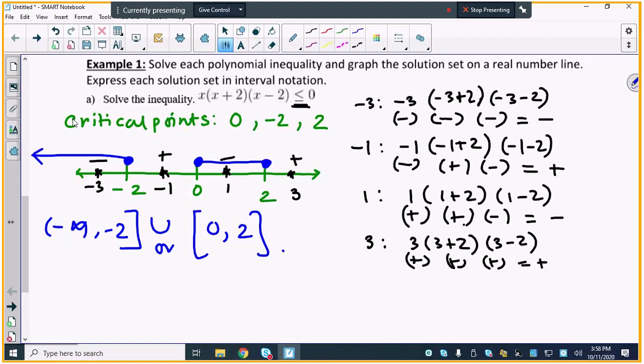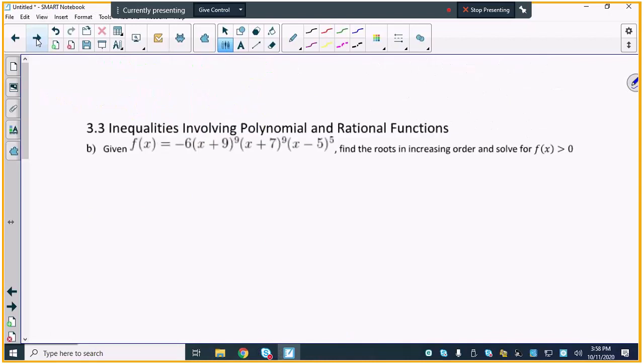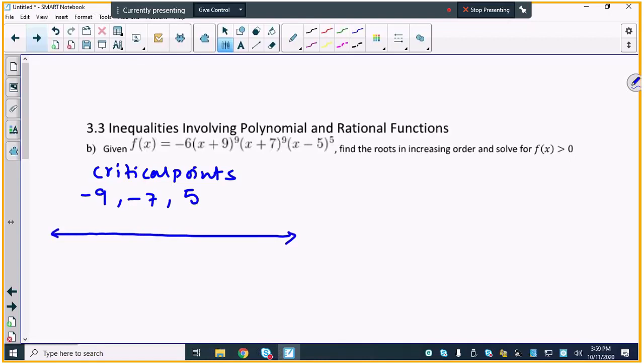So this is essentially the process that we're going to follow for both polynomial and rational inequalities. I will solve a couple more problems for polynomial before we start talking about rational inequality. So again, this one, I have the polynomial. I want to get the critical points first. So let's do that. Critical points. And the critical points are going to be -9, -7, +5. I draw the number line: -9, -7, +5.